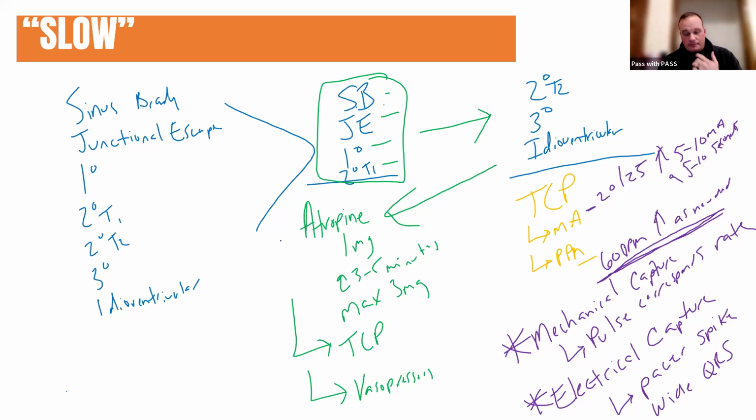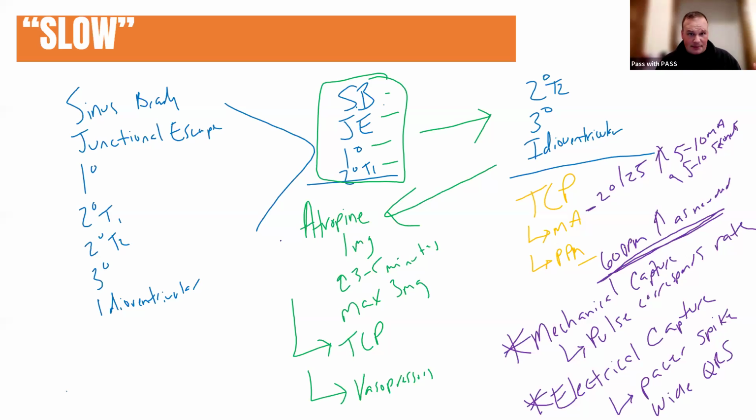Because if I don't have electrical capture, we are not going to be effectively contracting the ventricles. If I don't have that pacer spike immediately followed by that wide QRS complex, I am not effectively capturing the ventricles for my depolarization. And then, of course, the easier one to figure out: if I don't have mechanical capture, if I can't palpate the patient's pulse and it doesn't align with what I'm trying to pace them at to begin with, well, that's obviously a big problem, right?